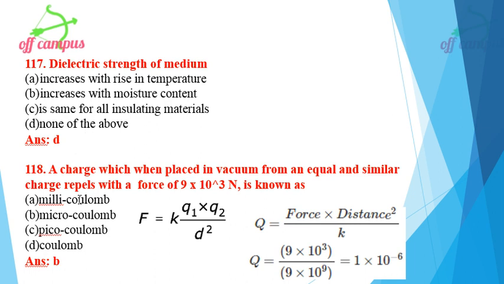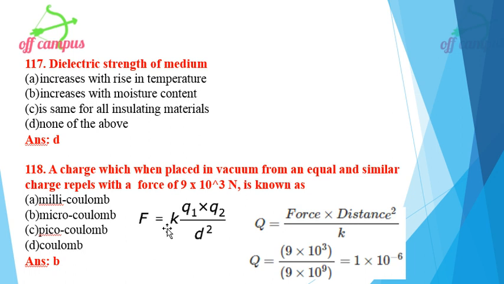Then one problem, 118. A charge which, when placed in a vacuum from an equal and similar charge, repels with a force of 9 into 10 power 3 Newton is known as. So we need to find out the charge value. We know Coulomb's law. According to Coulomb's law, what is Coulomb's law?